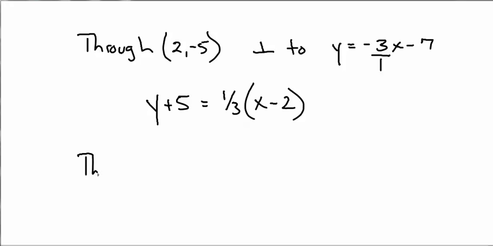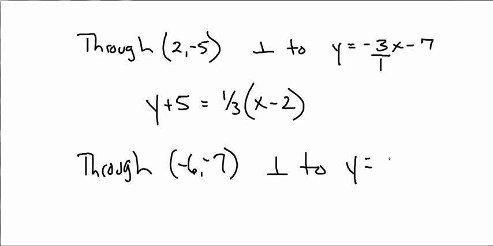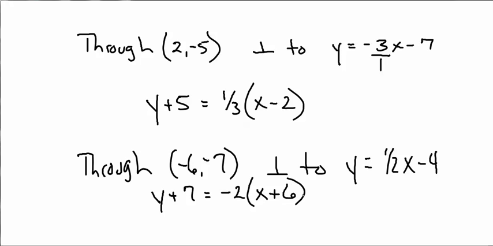How about through negative 6, negative 7, perpendicular to y equals 1/2 x minus 4. Y plus 7 equals, what's the slope of the new line? Very good. Negative 2 times x plus 6. Any questions?